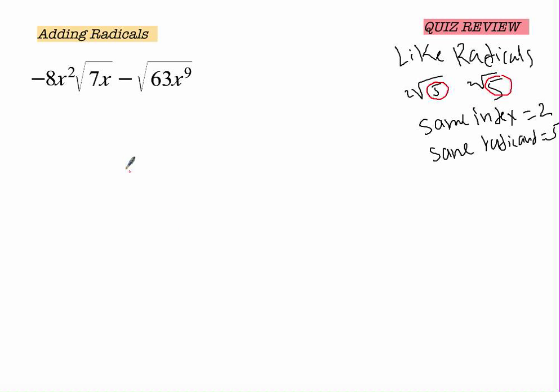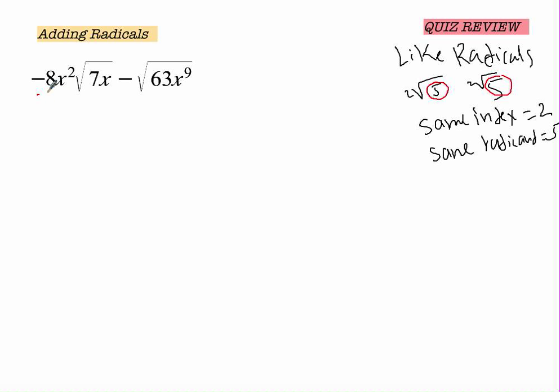So in this case, what we see is inside this square root, I have the square root of 7x and the square root of 63x to the power of 9. And we see that this is not the same thing. They're completely different. So right now, they're not like radicals, so we can't just combine them like this. So the first thing we need to do is see if there's any way we can simplify and make them like radicals.